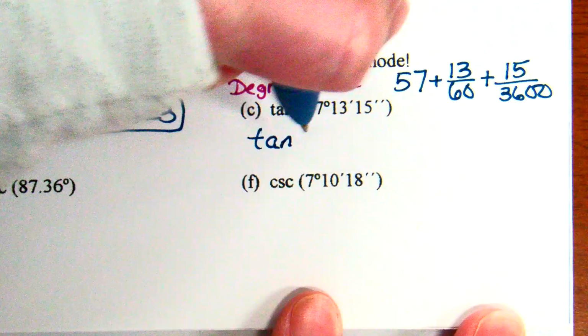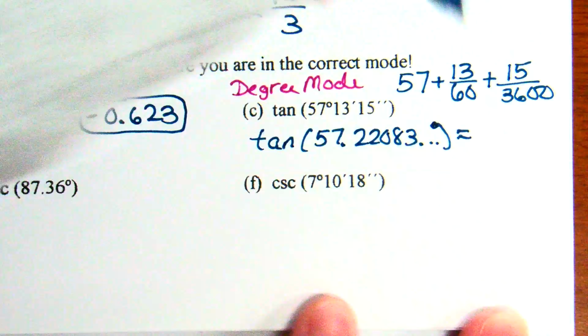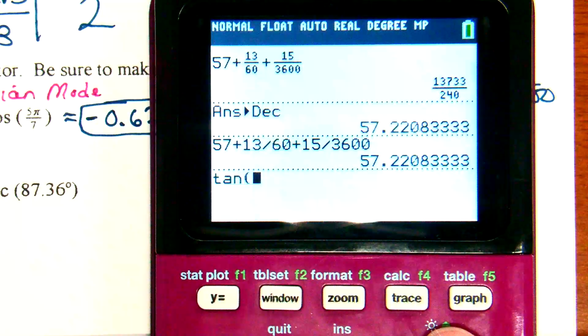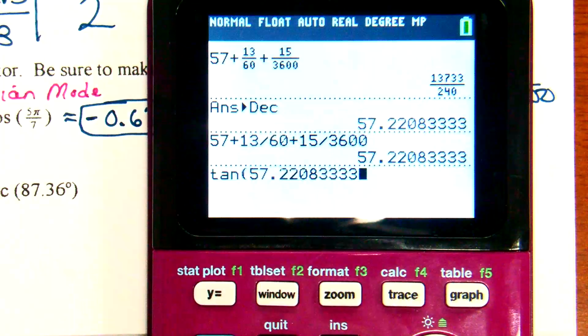Now, I don't know about you guys, but I have zero interest in retyping that in. Do you know how to go up and copy the previous answer? If I do tangent, and then what am I wanting to do tangent of? That 57 number. If I arrow up and highlight it, and I hit enter, it brings it down and puts it in my problem where I was working. And then I hit enter. The tangent of 57 degrees is this 1.552936056, or approximately 1.553.